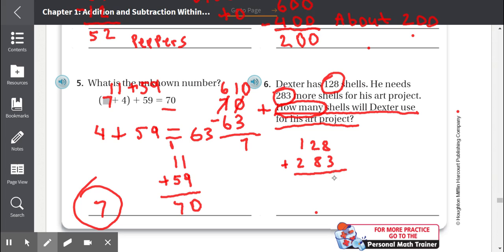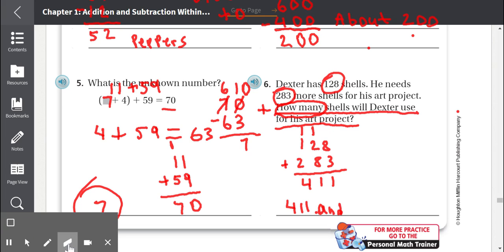So 8 plus 3 is 11. We carry our 1. 1 plus 3, 1 plus 2 is 3. 3 plus 8 is 11. We carry our 1 over to the hundreds place. 1 plus 1 is 2. 2 plus 2 is 4. So 400, I'm sorry, 411 shells.